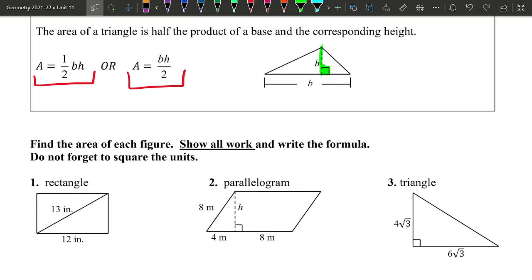All right, so here we're going to find the area, show work, write the formula. Don't forget to square the units. So linear units are inches, meters. That last one doesn't have any units on it. So area, the units are going to be inches squared, because it's going to be inches times inches, so it's inches squared. Meters squared. So make sure you have that.